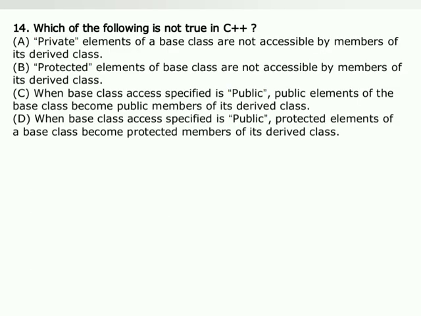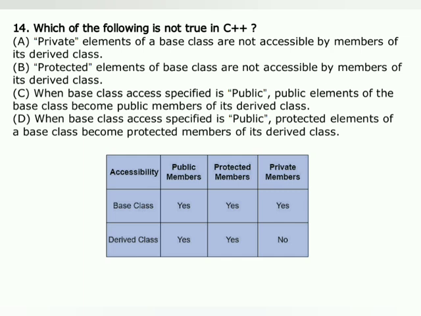Next, which of the following is not true in C++? So which of the following options is not true in the case of the C++ language? Private elements of a base class are not accessible by members of derived class. Protected elements of base class are not accessible by members of its derived class, and so on. So we'll solve this problem here. We have a simple table of the accessibility, showing whether the base class members can be accessed by the derived class or not in public, private and protected.